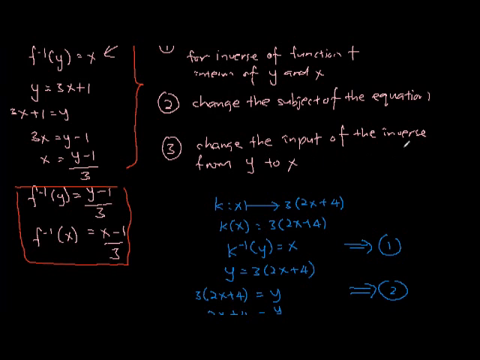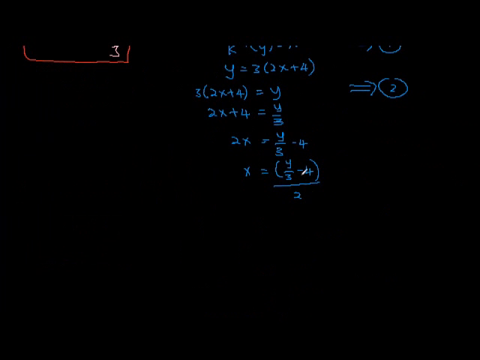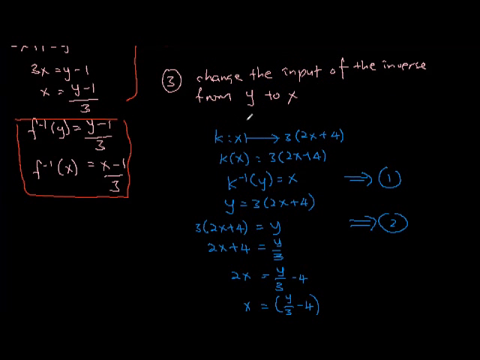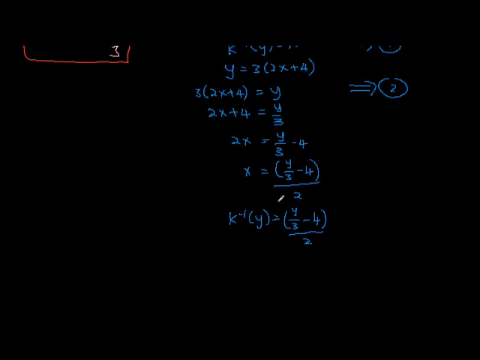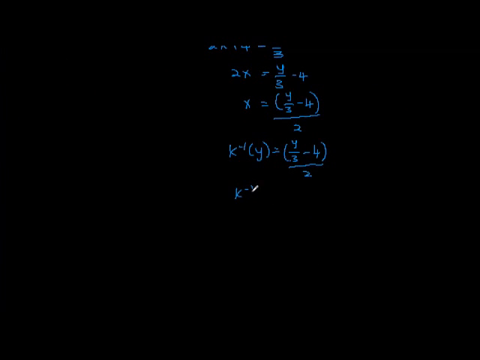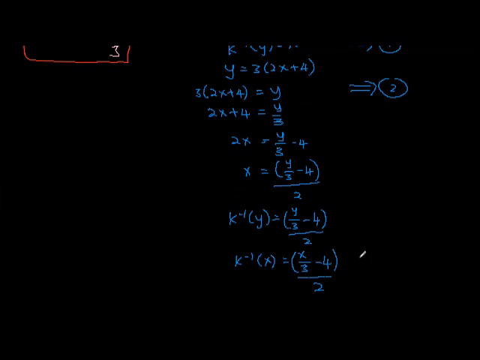After that, we change the input of the inverse from y to x, and this can also be written as k negative 1 of y equals y over 3 minus 4 over 2. And step 3, we change the input of the inverse from y to x. So k negative 1 of x equals x over 3 minus 4 over 2. And this is step 3.